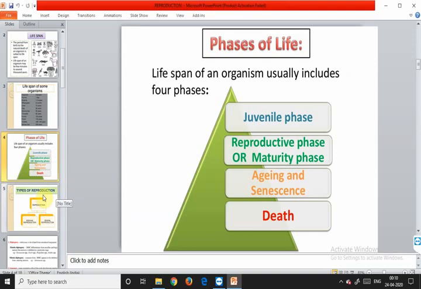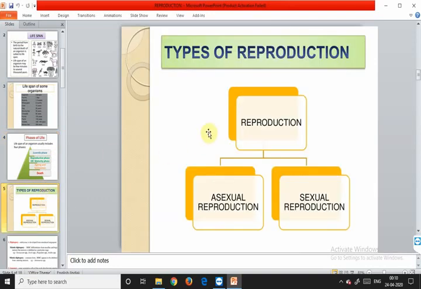So we'll discuss the different types of reproduction. Reproduction is basically divided into 2 types: asexual reproduction and sexual reproduction. So what is asexual reproduction? In asexual reproduction, new individuals are produced by any means other than the fusion of gametes. That is, the fusion of gametes that takes place in sexual reproduction does not take place in asexual reproduction. It means a reproduction in which new individuals are formed without meiotic division.